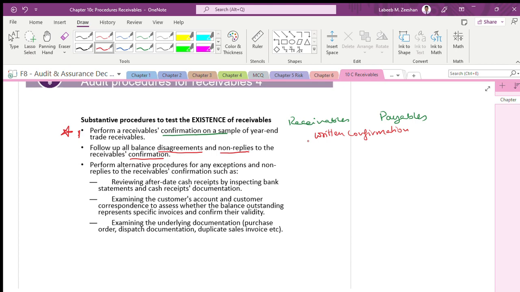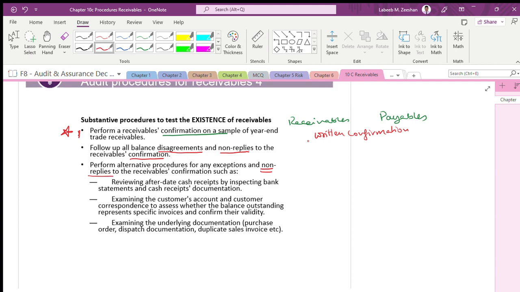If there are any disagreements with the client, definitely you have to follow them up, and any non-replies, you have to follow up. What it says is, perform alternative procedures. It means you should not just keep quiet. Sometimes what will happen, the client will not reply. They will not reply.